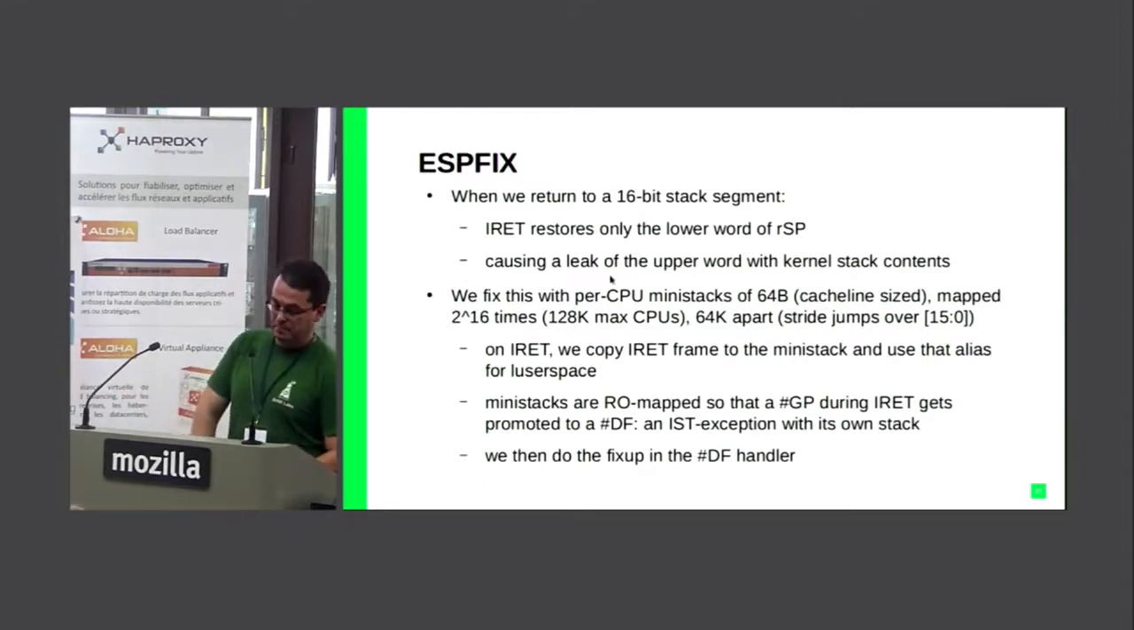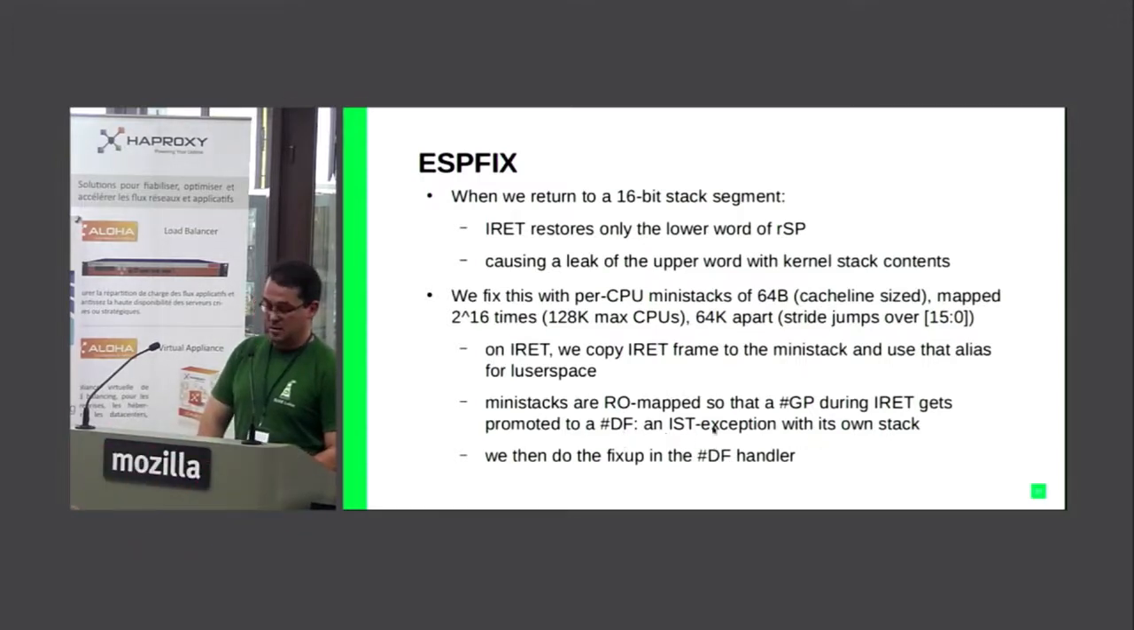And on IRET, we just copy the frame we're expecting, the IRET frame, to the mini stack, and then we return with that RSP. And because those RSPs are read-only mapped, we also handle the case where IRET could do a general protection fault. And because they're read-only, the general protection fault causes this thing to be escalated into a double fault, and we handle that on its own stack.